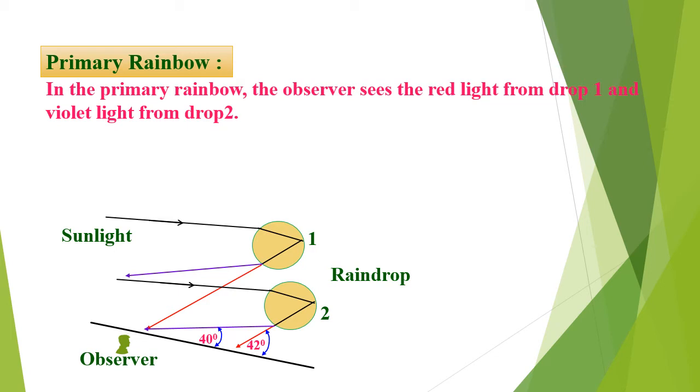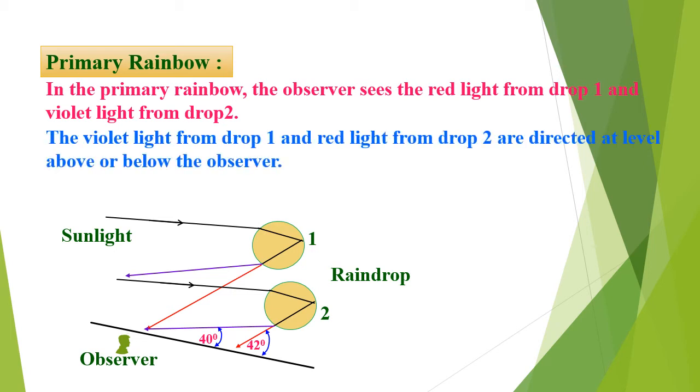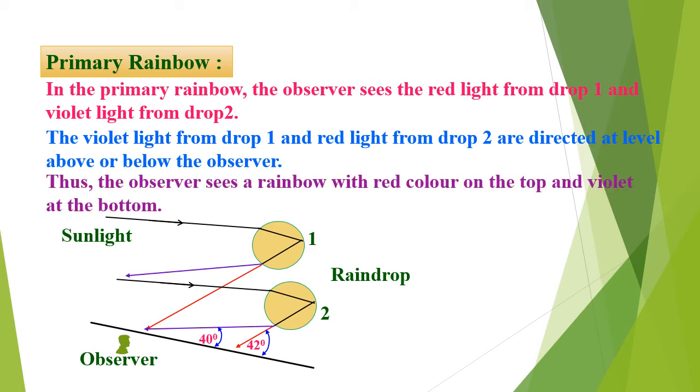In a primary rainbow, the observer sees the red light from drop 1 and violet light from drop 2. The violet light from drop 1 and the red light from drop 2 are directed at a level above or below the observer. Thus, the observer sees a rainbow with a red color on the top and violet color at the bottom. If red appears on the top, violet appears on the bottom, then it is called the primary rainbow.